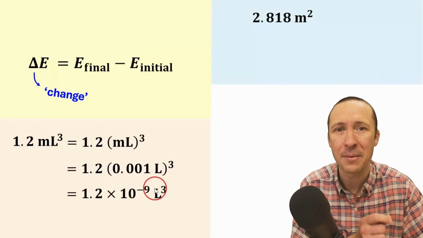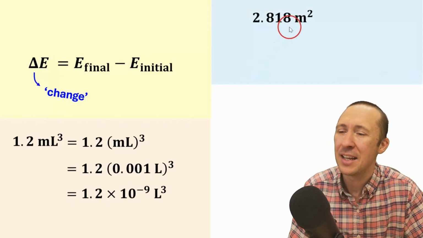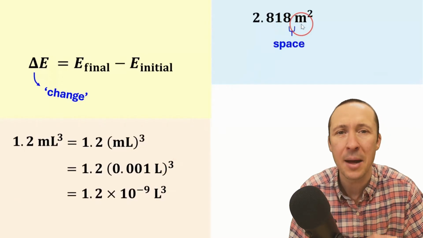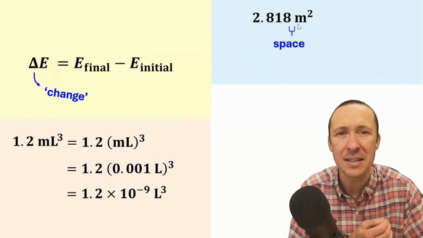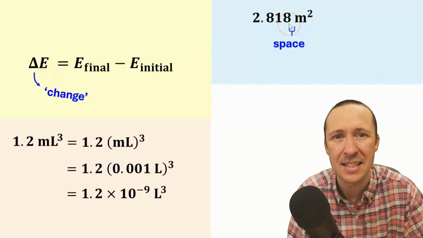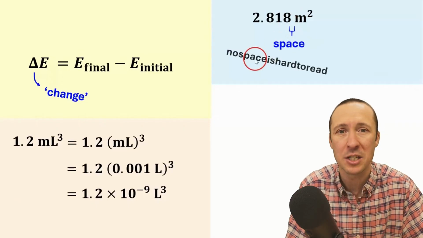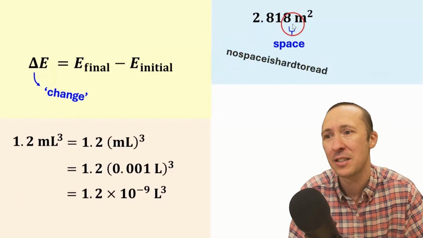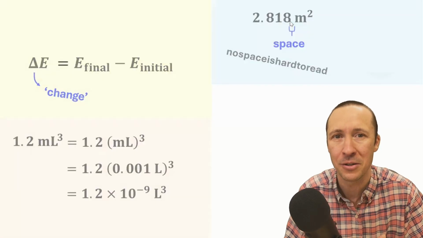And also a note, something that a lot of people don't do, is you want to have a space between the number and the unit. It just makes it easier to read, and that's kind of the accepted convention. We have spaces between words. No space is hard to read, so have them between your numbers and your unit.